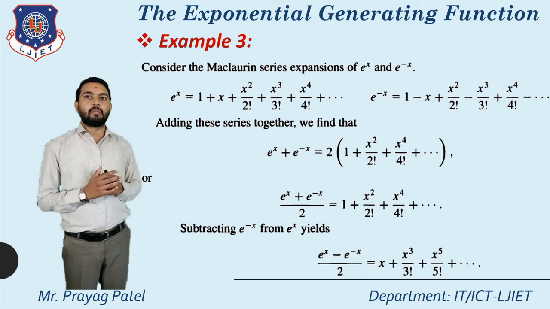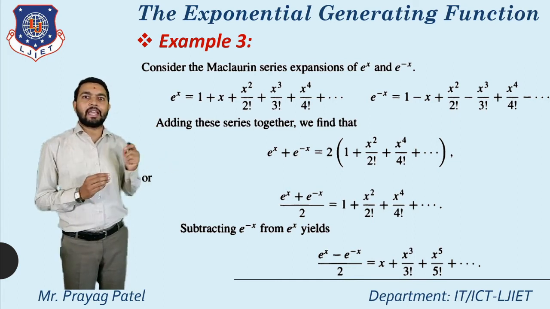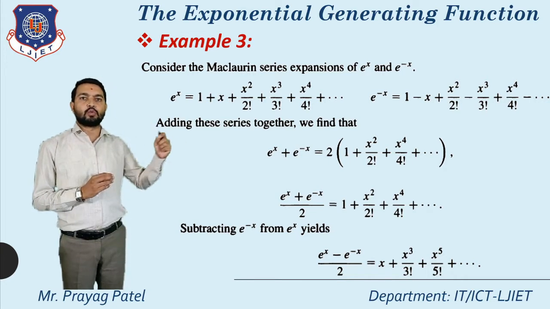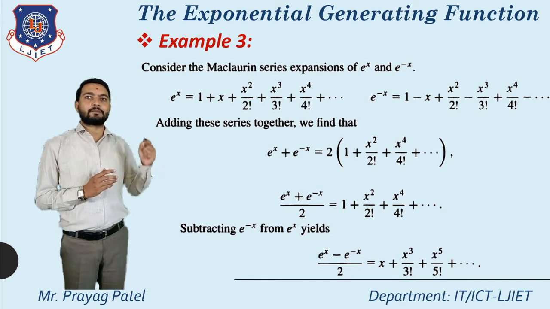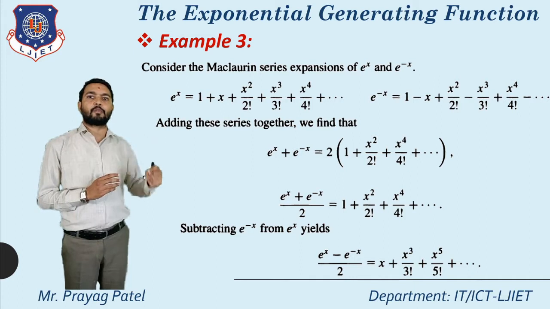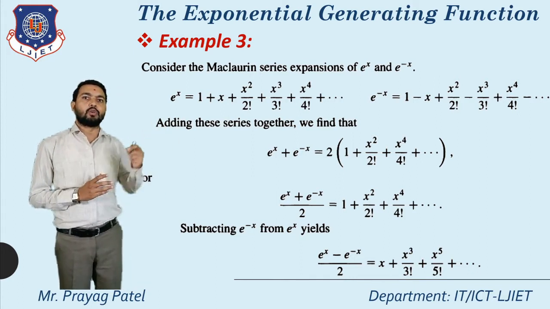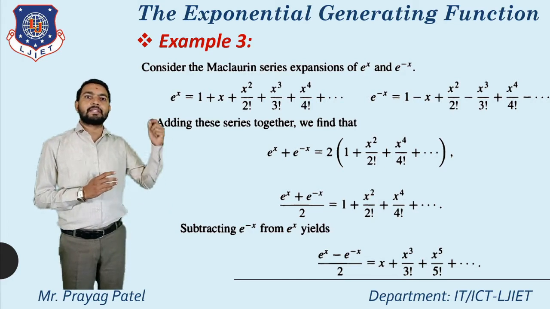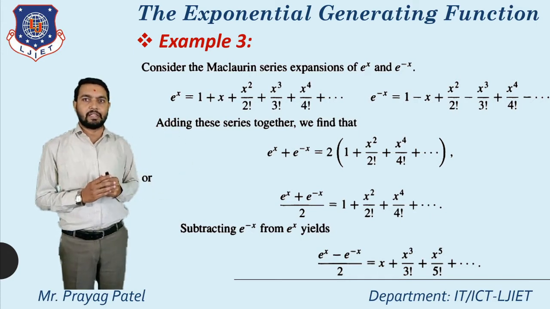Now example number 3 for the exponential generating function. Here consider the series e raised to x and e raised to minus x. We already know the series e raised to x and e raised to minus x. So the series e raised to x is equal to 1 plus x square upon 2 factorial plus x cube upon 3 factorial plus x raised to 4 upon 4 factorial like this. Now the e raised to minus x series is equal to 1 minus x plus x square divided by 2 factorial minus x cube divided by 3 factorial plus x raised to 4 divided by 4 factorial like this.